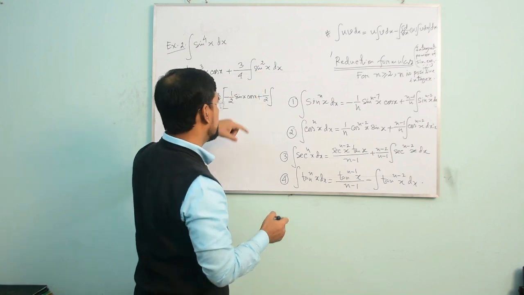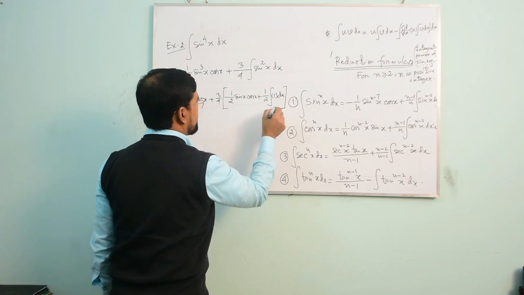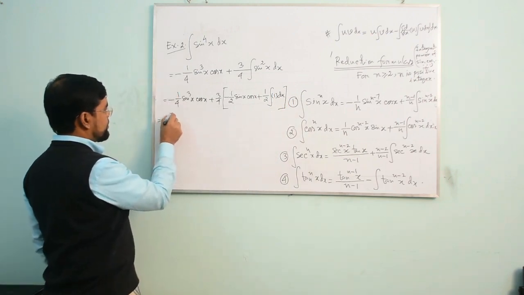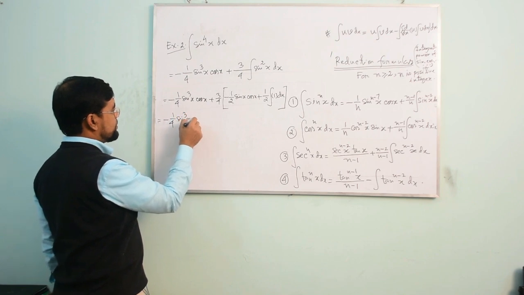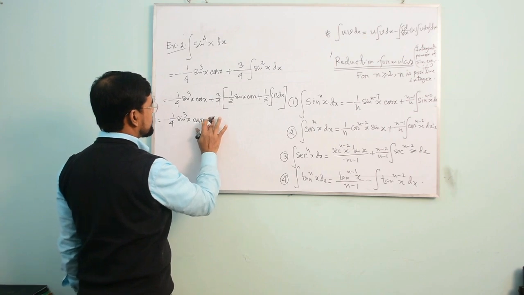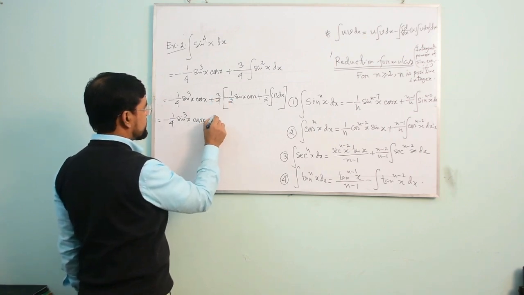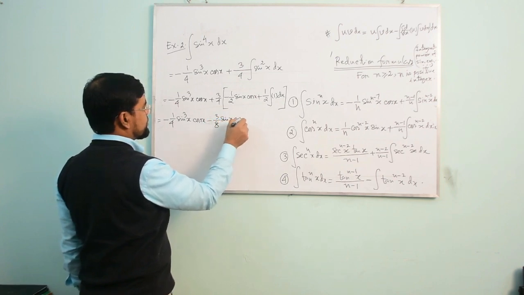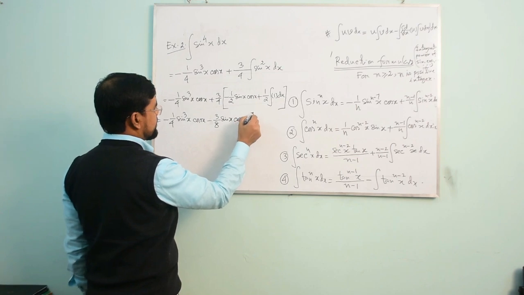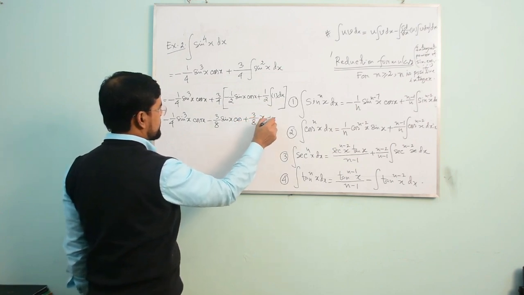So it actually is integration of 1 dx, which is equal to minus 1 by 4 sine cubed x cos x, minus; this plus and this minus will make minus 3 by 8 sin x cos x plus 3 by 8 integration of 1, equal x plus c.